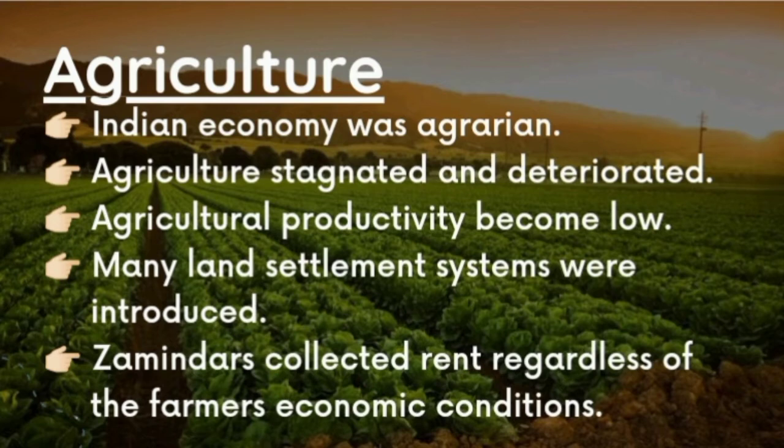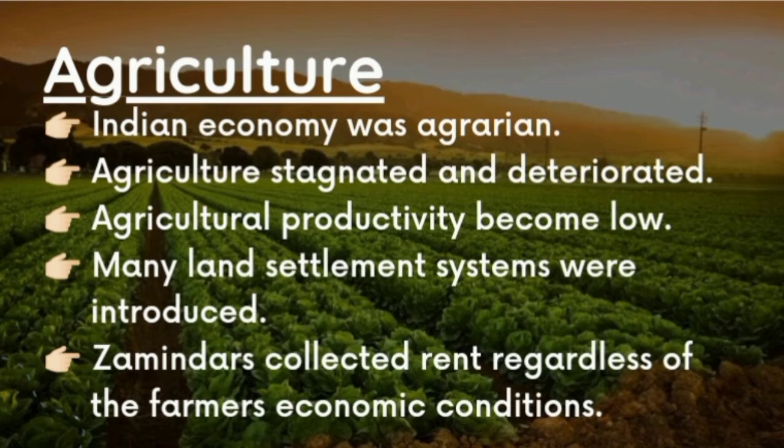Here the points given are that the Indian economy was agrarian. Agrarian means most of the labor force in India was employed in the agricultural or primary sector. About 85% of the people worked in the agricultural sector. So the Indian economy under the British colonial rule was agrarian. About 85% of the country's population lived mostly in villages and derived livelihood directly or indirectly from agriculture.